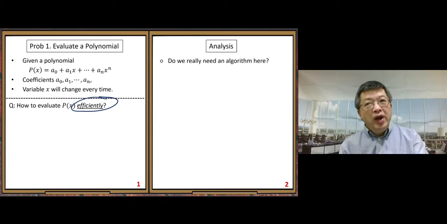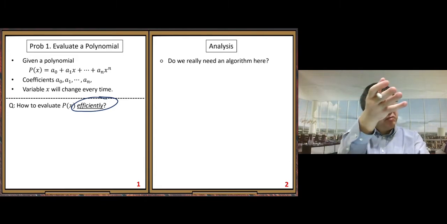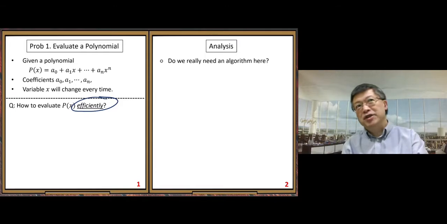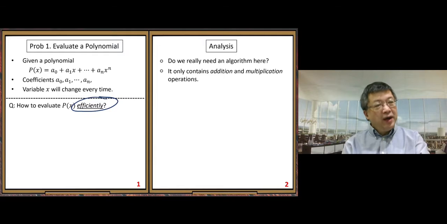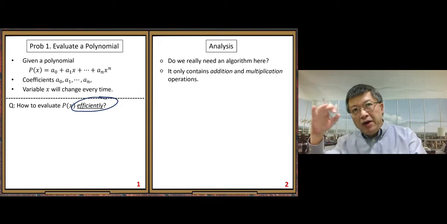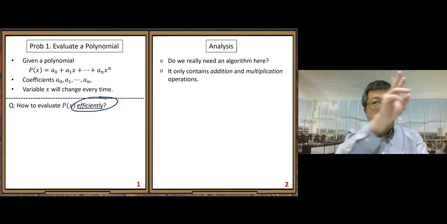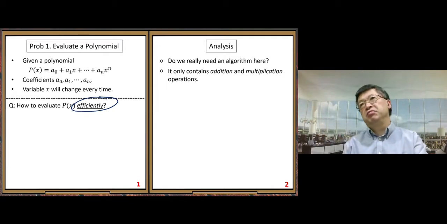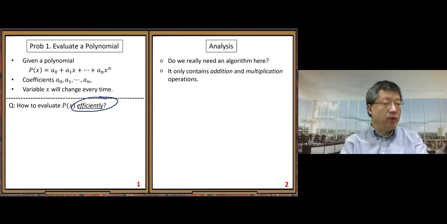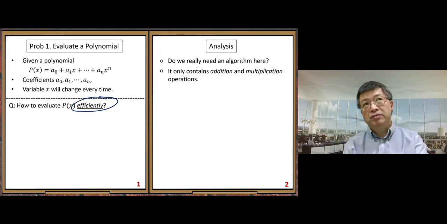First, do we really need an algorithm here? Because it looks so simple. Why do you need some fancy algorithm, right? You may ask like this. We will see the huge difference later. All right, and we can observe a simple fact. Each polynomial evaluation contains two types of operations, additions and multiplications. Very simple.